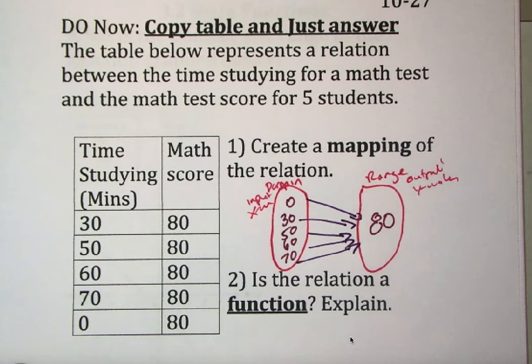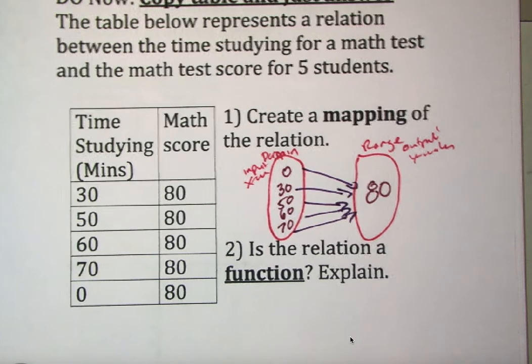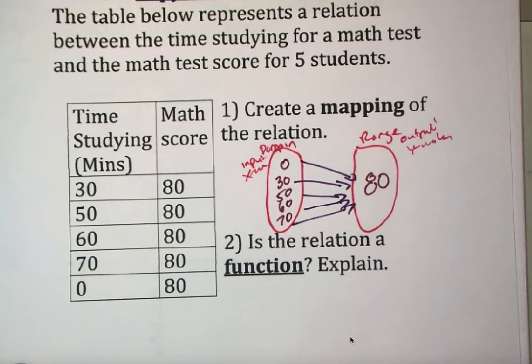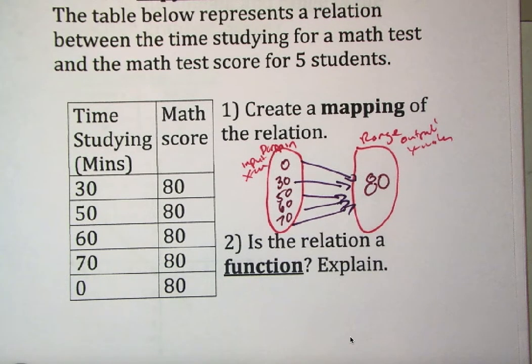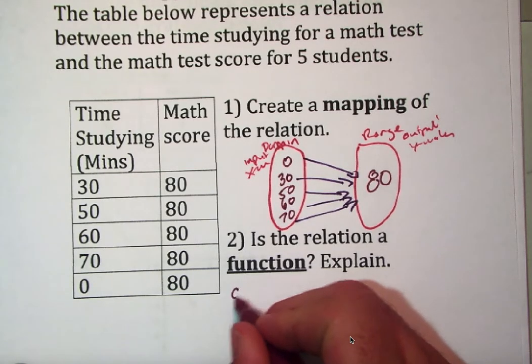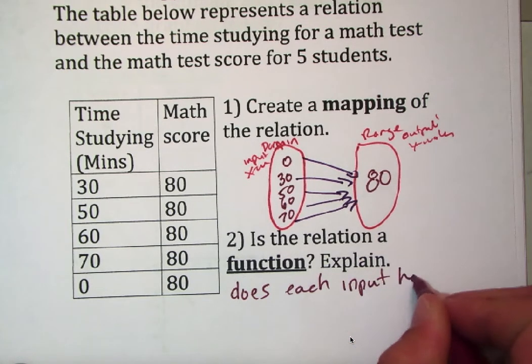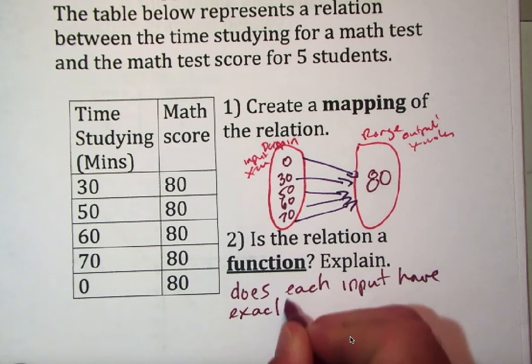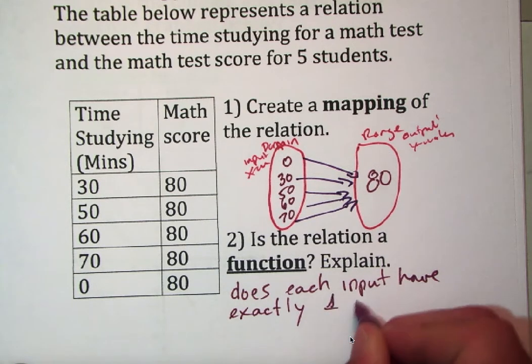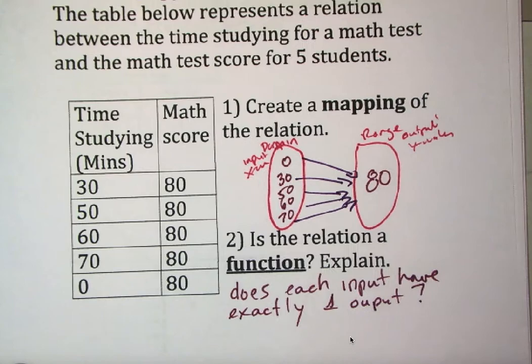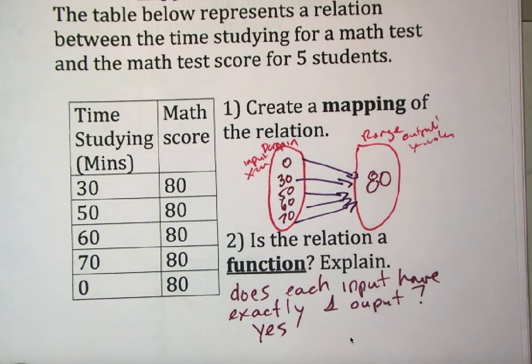All right. Now, did you decide, is this relation a function or not? Students would talk and say yes or no. So the question is, does each input have exactly one output? The answer is yes, right? Each of these inputs only has one output. 0 only goes to 80, 30 only goes to 80, 50 only goes to 80, 60 only goes to 80, and 70 only goes to 80.